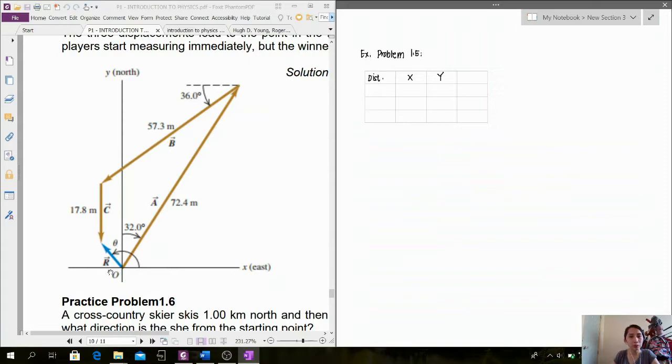Now to solve for the components of this resultant vector R, we have to get the x components of vectors A, B, and C to get the x component of the resultant vector R, and in the same manner, get the y components of vectors A, B, and C to solve for the y component of the resultant vector R.